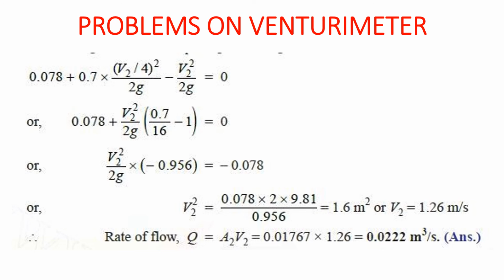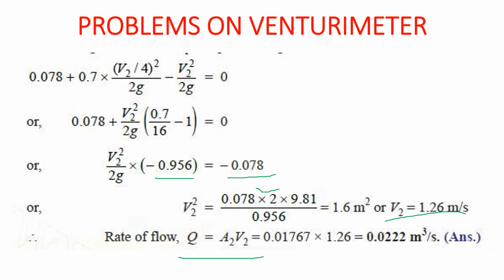So here we get this value. When we evaluate this, we get 0.078 plus V2 square by 2G into 0.7 divided by 16 minus 1. So we get V2 square by 2G into minus 0.956 is equal to minus 0.078. So V2 square will be equal to 0.078 into 2 into 9.81, divided by 0.956. So we get this value of V2 as 1.26 meters per second, and therefore the rate of flow, that is the discharge, is nothing but A1 V1, or we can say A2 V2. So Q is A2 V2.